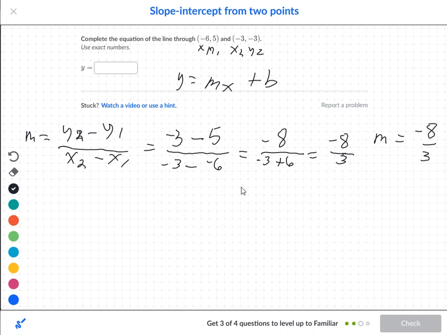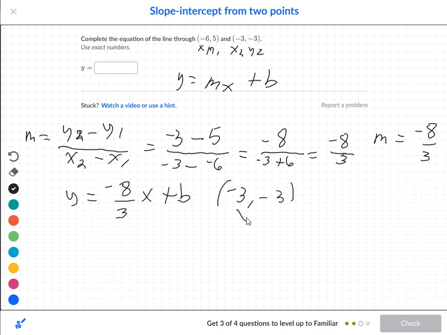So now what we want to do is go ahead and write this in. We're going to use y is equal to, we're going to drop the m. We're going to say negative 8 over 3 x plus b. Now, normally I got the denominator of 3, so normally I would use the first point, the negative 6, 5, but you can actually use the second point. And I would actually go with the second point.